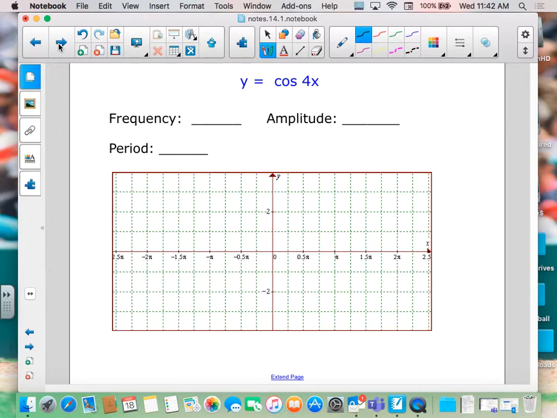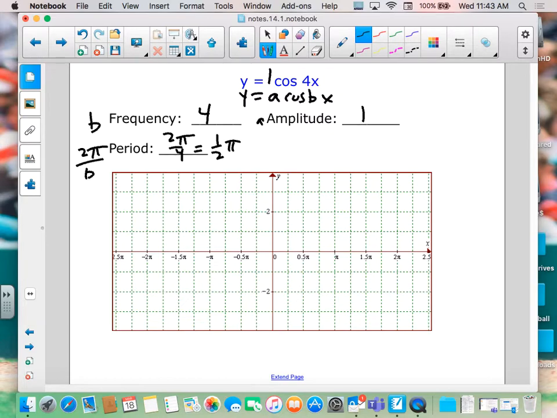Now you can see we're going to change b. So remember, our equation goes like this. A is the amplitude, and in this case, A is 1. 1 times the cosine of 4x. So if you don't see a number in there, it's 1. The frequency is b, so in this case it's 4. That means we're going to see 4 cycles in that 2 pi period. Now the formula for period is 2 pi over b, which in this case would be 2 pi over 4, which would be pi over 2, or 1/2 pi.